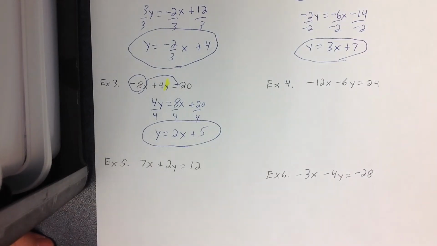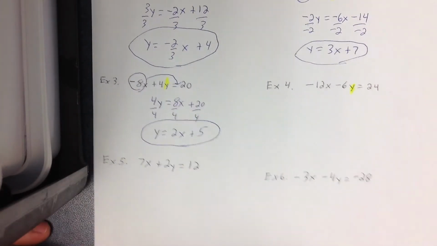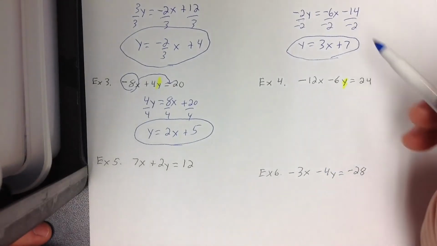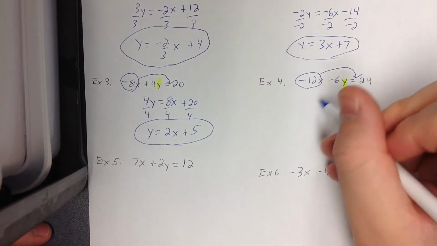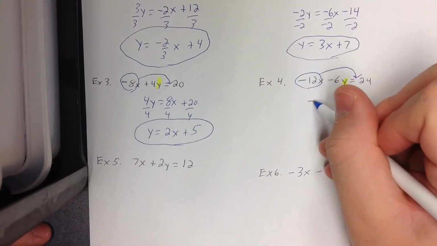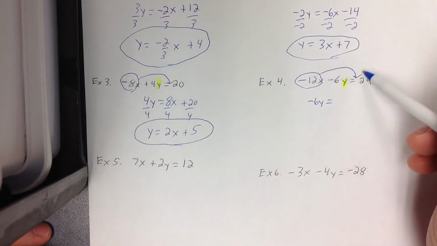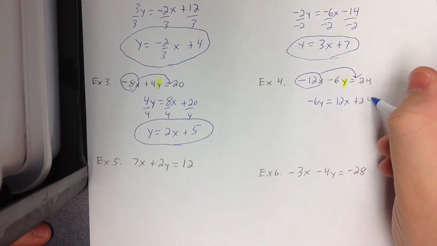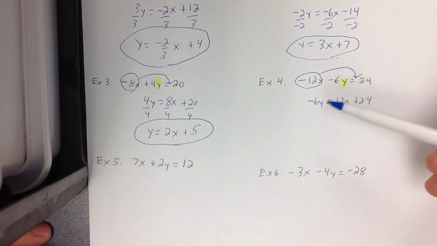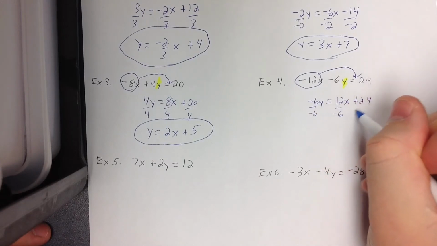Example 4, negative 12x minus 6y equals 24. So again, the y is here that I'm trying to get by itself. So the negative 12x needs to get moved to the other side of the equal sign. So I get, since this is minus 6y, it's negative 6y equals, move the negative 12 so it becomes a positive 12x, and then plus 24. Then again, I've got to get y by itself, so I have to divide everything, in this case, by a negative 6.